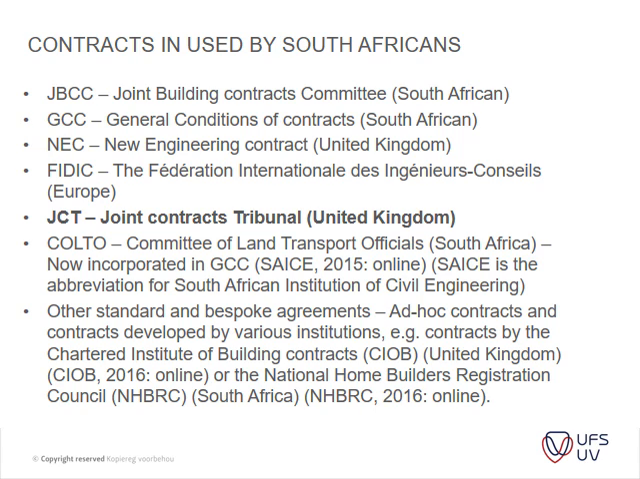Just looking at the South African contracts, you probably know about this, and we've discussed this in the workshop. We've got the JBCC, GCC, NEC, and FIDIC used in South Africa. The JCT is the one focused on in the study guideline. I don't think any of you work on roads, but the Colto contract is still used in South Africa, especially the road builders. And then there are other bespoke contracts, especially for you in Midrand, that work with RDP housing and that type of thing.